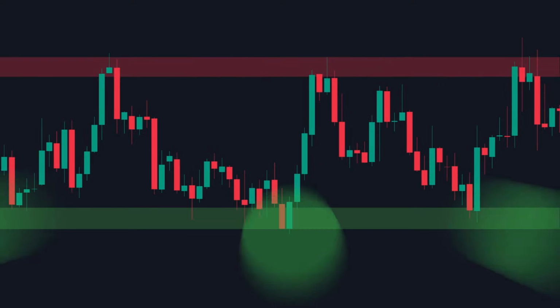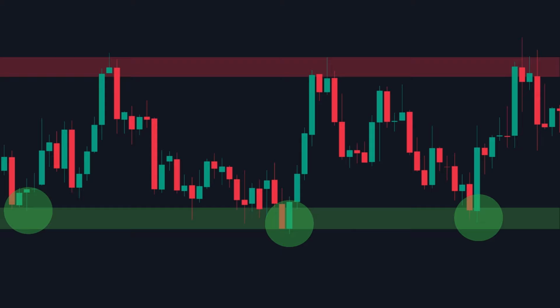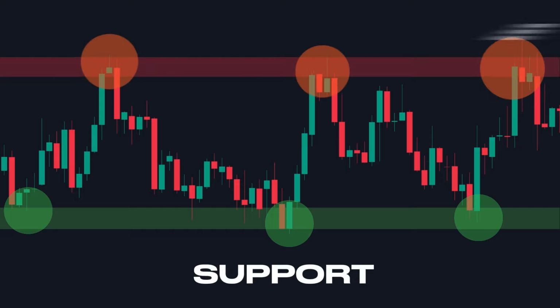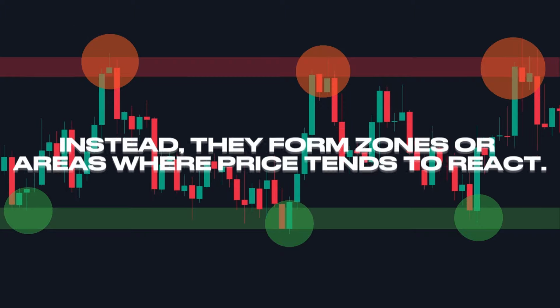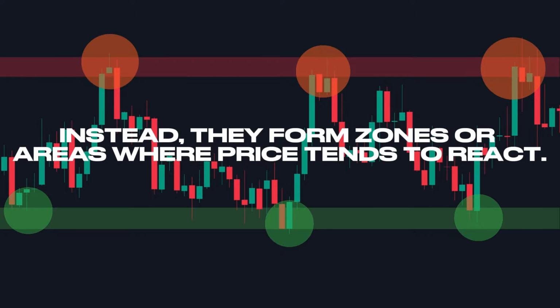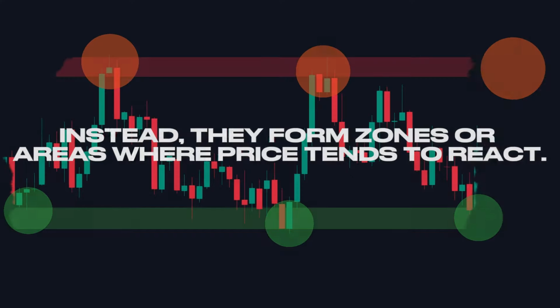Here, we see that the price has tested a specific level 3 times. Each time, it has bounced back up, so this becomes our support. On the other side, we notice a resistance zone where price has struggled to break through several times. Look for zones, not exact levels. It's important to remember that support and resistance are not always exact price points. Instead, they form zones or areas where price tends to react.